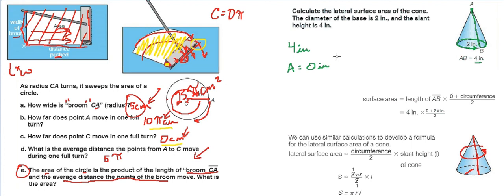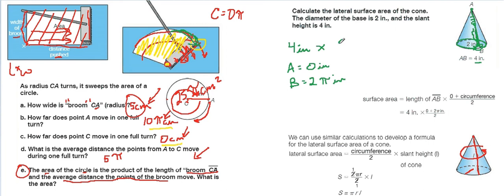We find circumference by taking diameter, which is 2, times pi, inches. That's the length that B travels, the outside of the broom, so to speak. Okay? So you're just imagining that there's like sweepers on this bottom of this slant height, and this is the outside of the broom. Okay, now we multiply the length of the broom times, remember, the average of the distance of all the points on the broom.